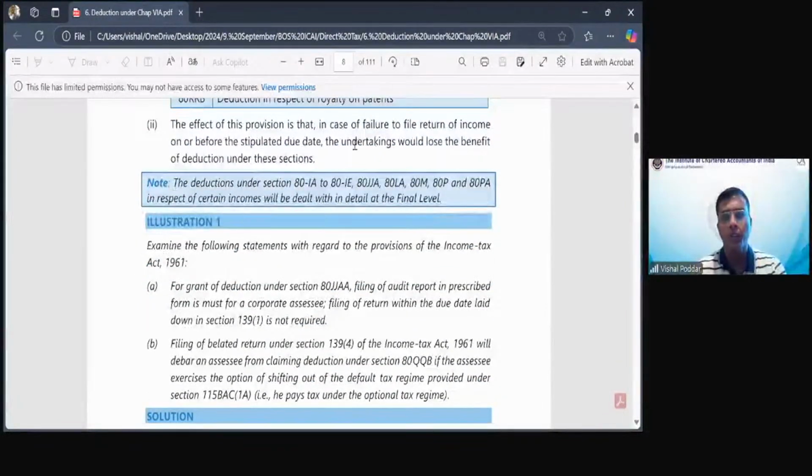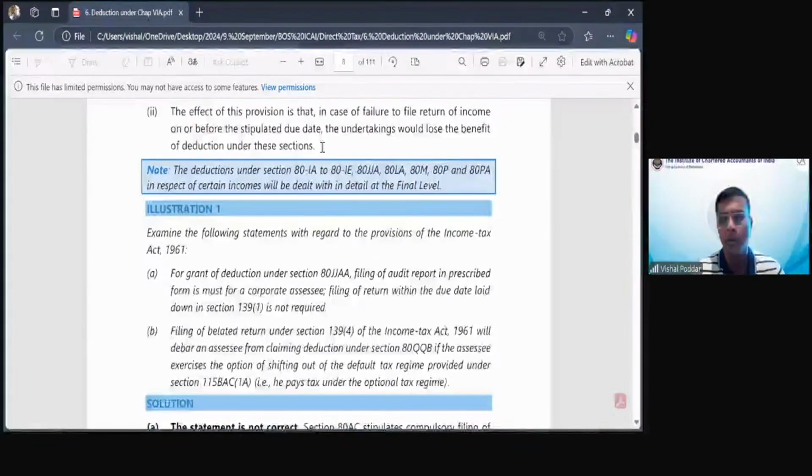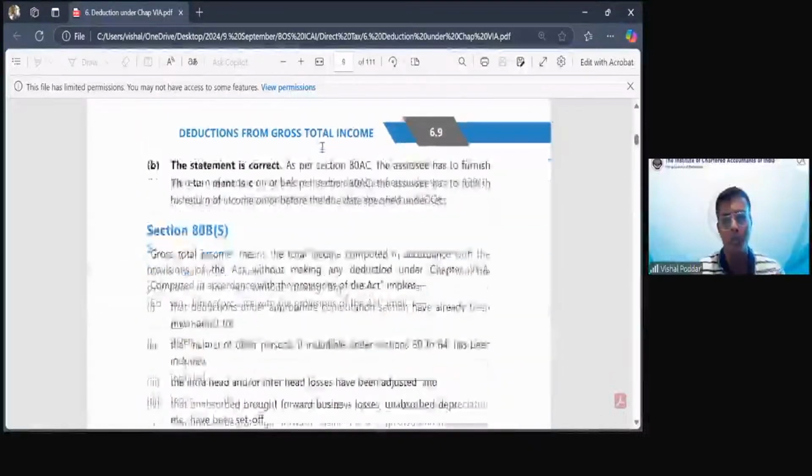And the effect of this provision is that in case you fail to file the return, or if you fail to file it before the due date, in either case, you will lose the benefit of the deductions. Fine.